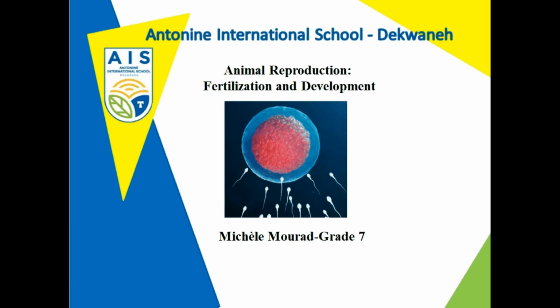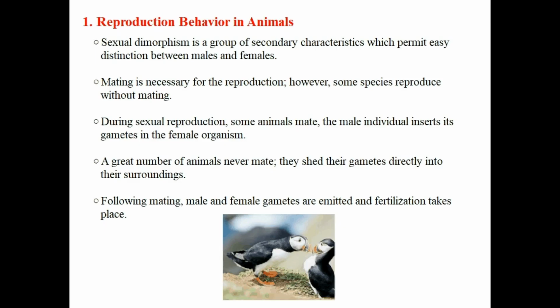Hello, grade 7. Our biology lesson today is about animal reproduction. We're going to talk specifically about fertilization and development. First of all, I'm going to remind you about reproduction behavior in animals.